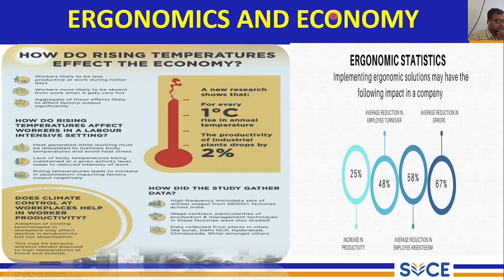A new research shows that for every 1 degree rise in annual temperature, productivity drops by 2%. So even if the workers are working hard to achieve it, just by the climatic changes which are happening, for a degree rise in temperature, the industrial plants' productivity drops by 2%. So that is how the impact is for the organization.